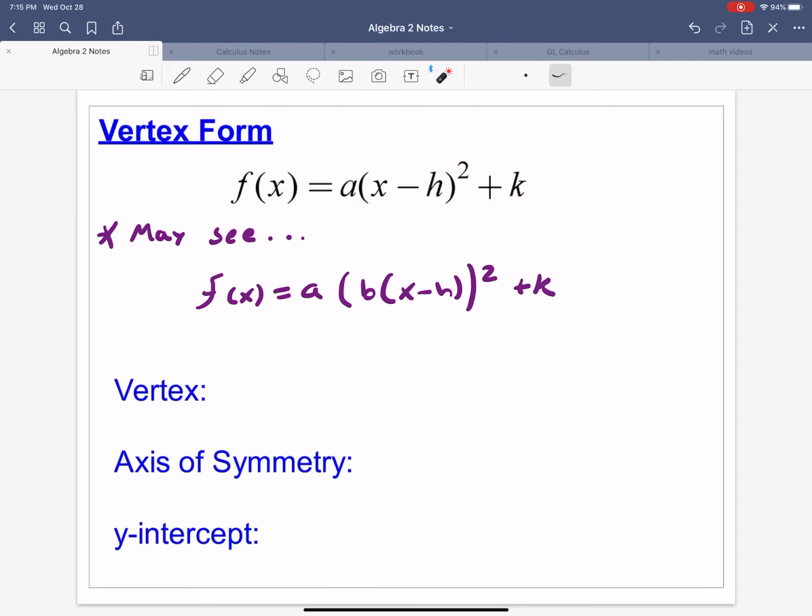It's called vertex form for a really good reason. It might be self-explanatory, but it's called vertex form because you can actually identify the vertex from looking at the equation. So we know that our vertex is going to use the h value and the k value. So my vertex there is (h, k). Remember when we talked about transformations, the h value is going to shift the graph left to right. The k value is going to shift the graph up and down, okay?